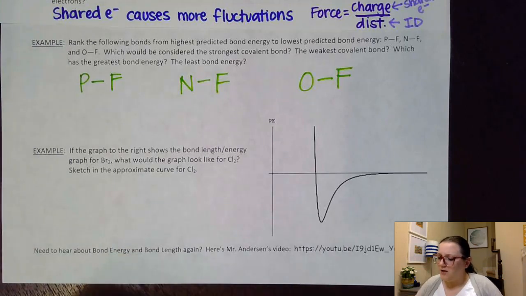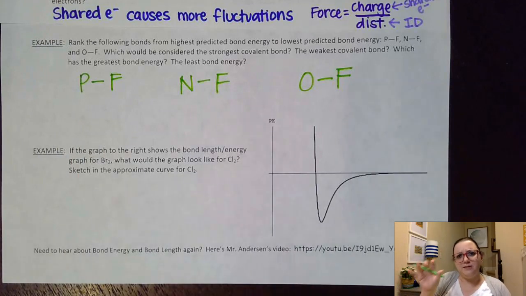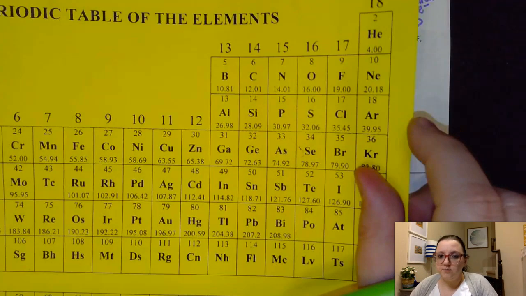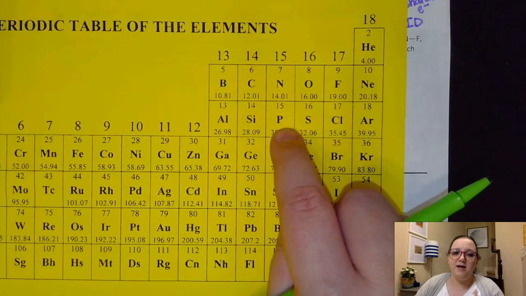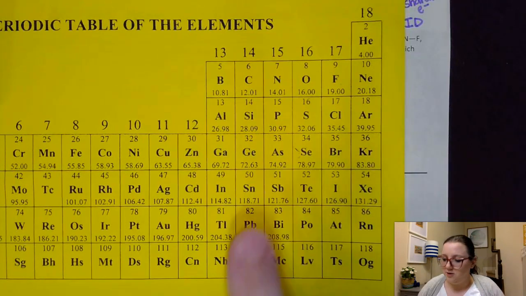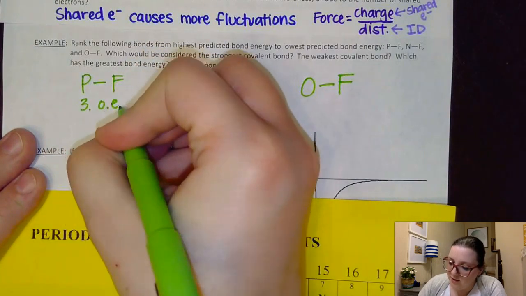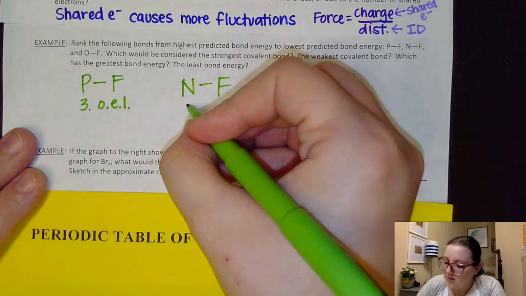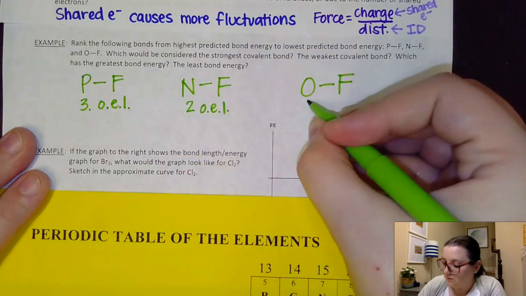So with that said, I'm going to go look at these elements on the periodic table. First off, I notice they all have fluorine. So that piece of internuclear distance is going to be consistent. So I really care about the phosphorus versus the nitrogen versus the oxygen. So here's my phosphorus, here's my nitrogen, and here's my oxygen. Well, right off the bat, I see, hey, phosphorus is in period 3. So that should have 3 occupied energy levels, while these other guys have 2 occupied energy levels.